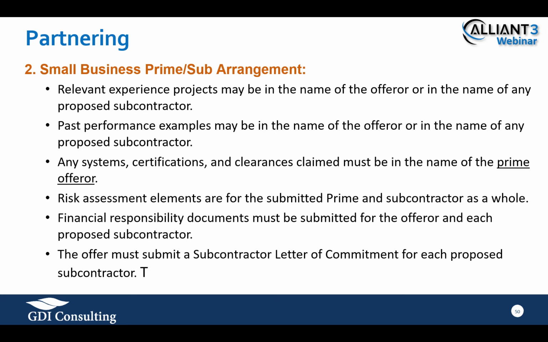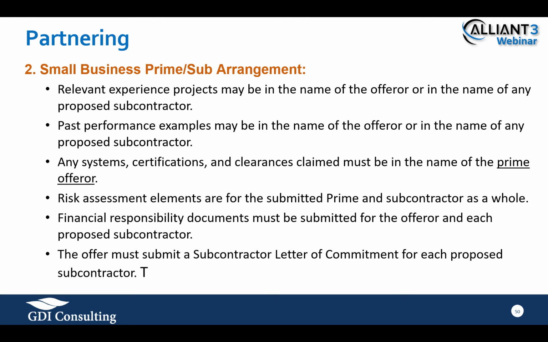Risk assessment elements are for the submitted prime and subcontractor as a whole. So either you have worked together before, if so, you get that 7,500 points. If not, if you're forming that prime sub relationship now, you lose that 7,500 points.